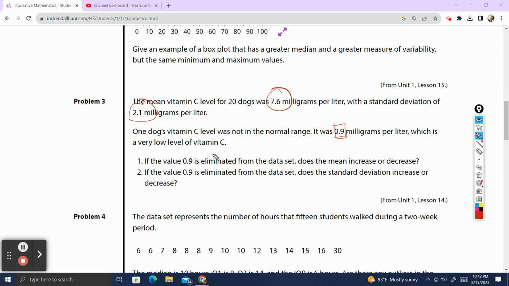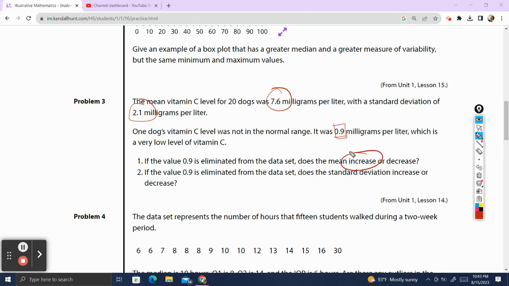If the value 0.09 is eliminated from the data set, does the mean increase or decrease? Well, the mean is 7.6, and 0.09 is a very low value, which means it's going to pull our mean to the left. So when we remove it, our mean actually gets higher. So in this case, it's going to increase.